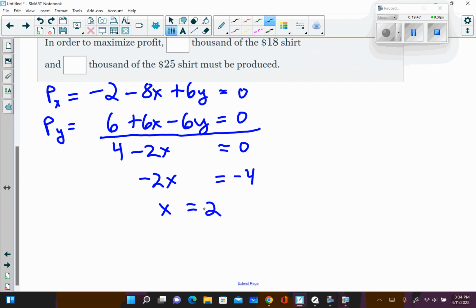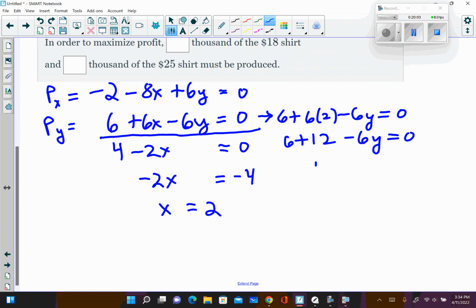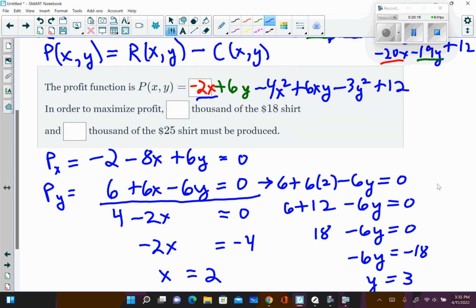Now we're going to replace x with 2 in either one of these equations. It doesn't matter which one. I'll use the second one. 6 plus 6 times 2, x is 2, minus 6y equals 0. That's 6 plus 12 minus 6y equals 0. 6 plus 12 is 18. 18 minus 6y equals 0. Subtract 18 from both sides. 0 minus 18 is negative 18. So y equals 3. x is 2 and y is 3.